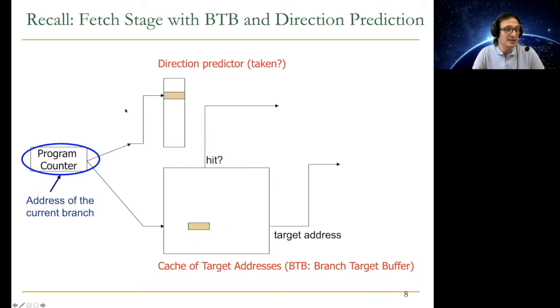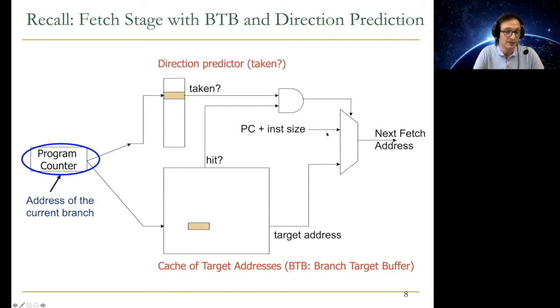And at the same time, concurrently, you need to make a direction prediction about the branch. Should the branch be predicted taken or not taken? And if it's predicted taken, then you take the target address coming out of the BTB.